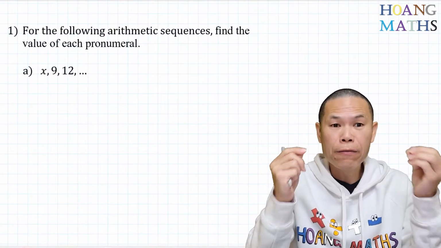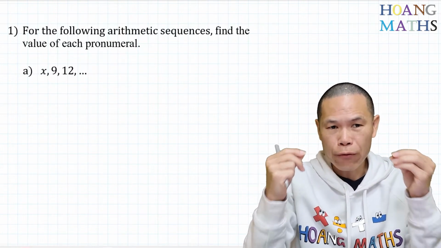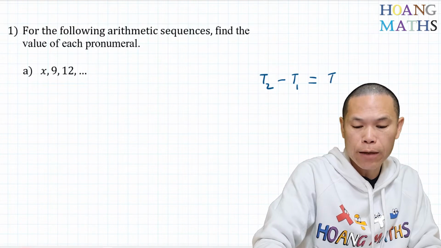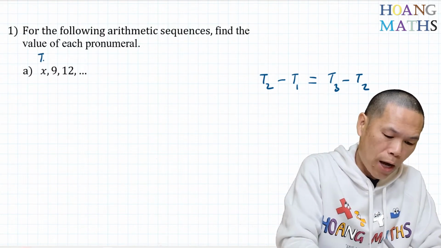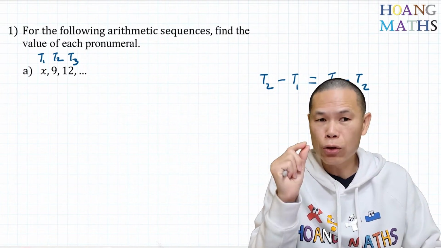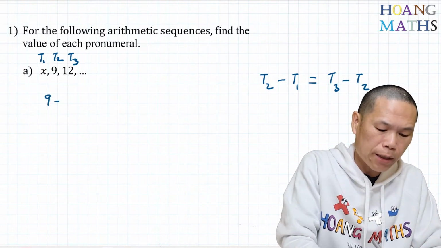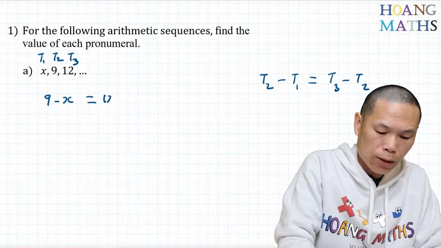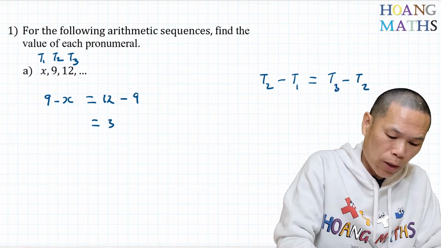First one, find the value of x if x, 9, 12, and so on is an arithmetic sequence. We know that for an arithmetic sequence, term 2 minus term 1 is exactly the same as term 3 minus term 2. So now we just apply. Term 1, term 2, and term 3, and so on. We know that this is an arithmetic sequence, so it must have a common difference. In other words, term 2 minus term 1, which is 9 minus x, is exactly the same as term 3 minus term 2. Term 3 is 12, term 2 is 9, and 12 minus 9 is 3.